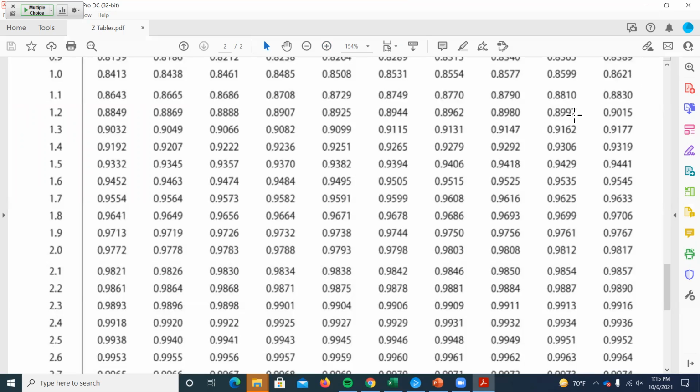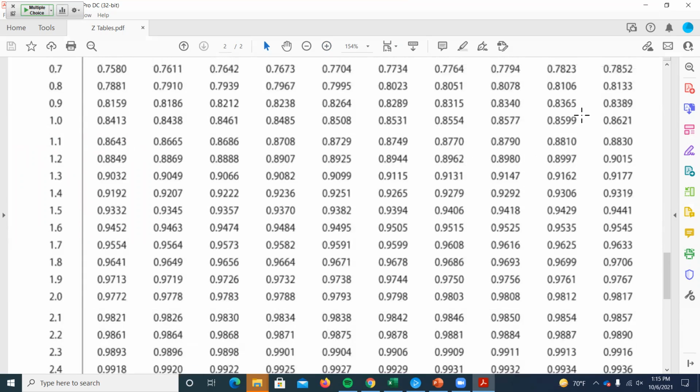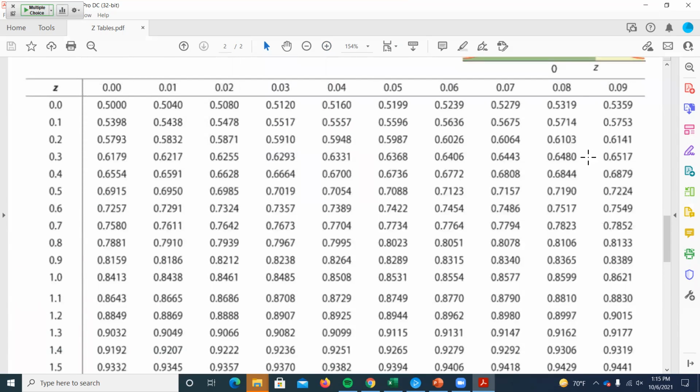So I go over to 1.2 and I scroll up, 8 and 1.29. So the Z-score that gives me approximately 0.9 to the left of it is going to be somewhere in between 1.28 and 1.29. I probably have to go out to a third or a fourth decimal to get the exact value.